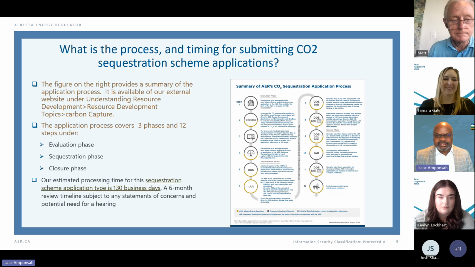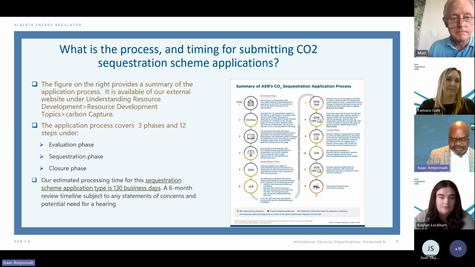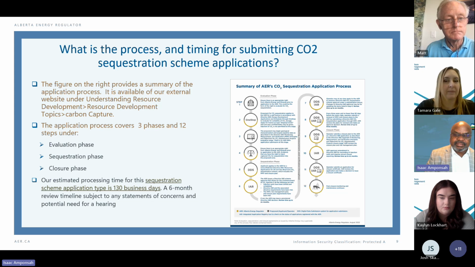The carbon sequestration agreement then allows companies to come to the AER to apply for Directive 65 scheme approval before they can inject CO2. So at the evaluation phase, nobody has the right to inject CO2. It is only at the sequestration phase that you can inject CO2 for purposes of sequestration. And so we don't issue the scheme approval until all the application requirements in Directive 65 are met. That's what the sequestration phase would look like.